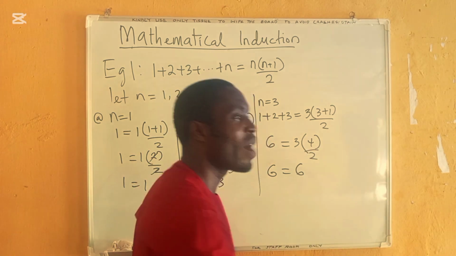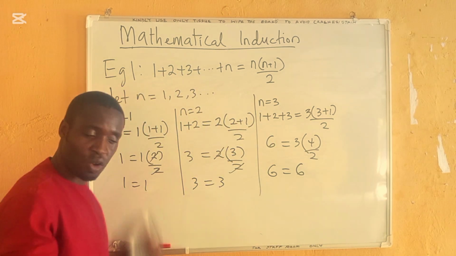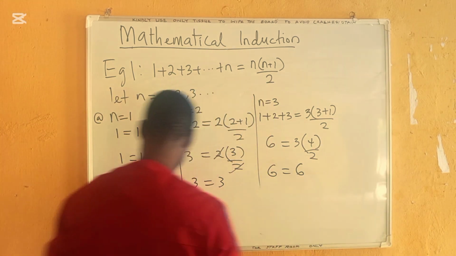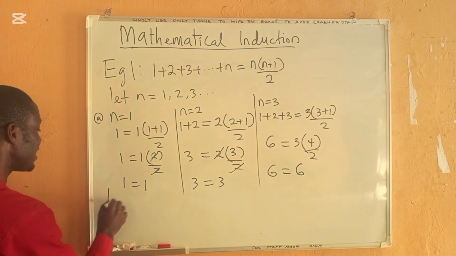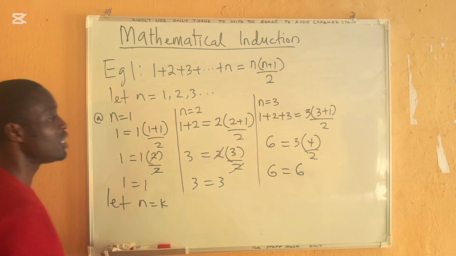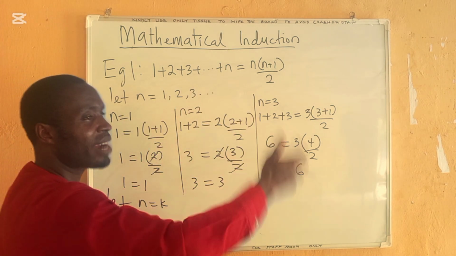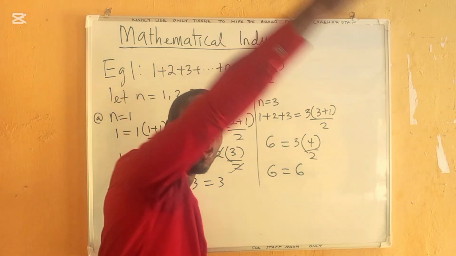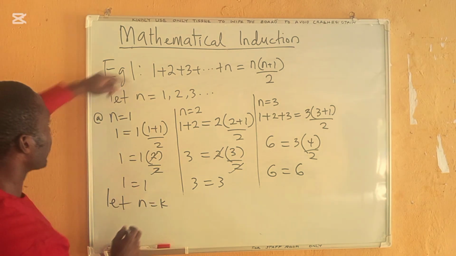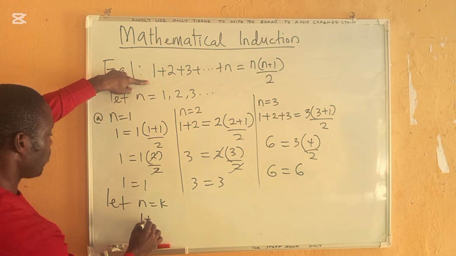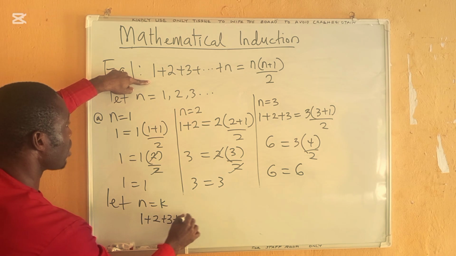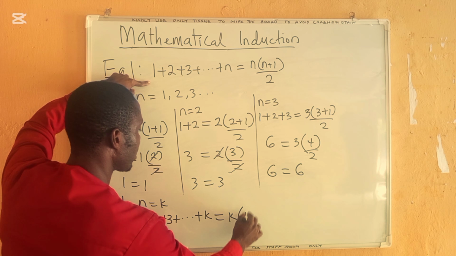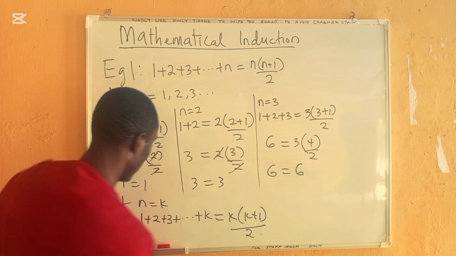But why do that when we can assume a constant k, an arbitrary constant k? Now, we assume that n is equal to k, since we cannot do this continuously. Now, let n be equal to k. That means we are replacing n here with an arbitrary constant. That arbitrary constant stands for those terms that we don't know of. Now, if n is equal to k, we can write this as 1 plus 2 plus 3 plus dot dot dot plus k is equal to k into k plus 1 divided by 2.